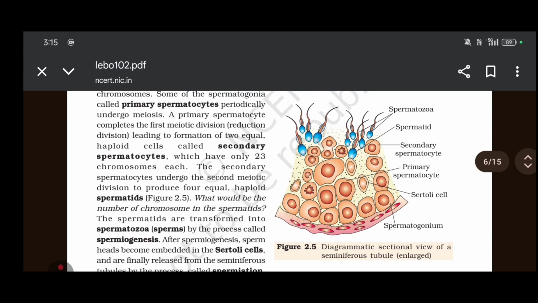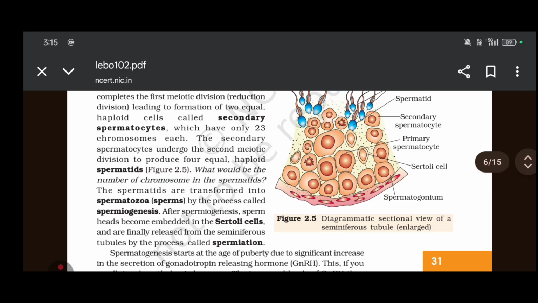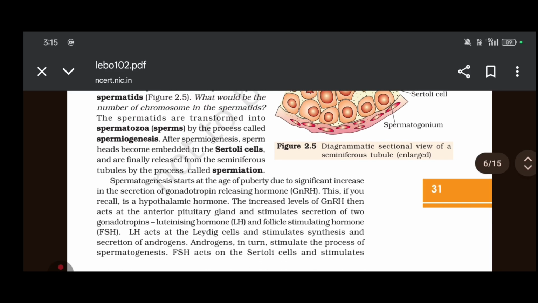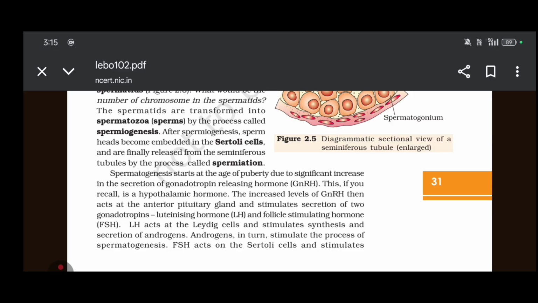A primary spermatocyte completes the first meiotic division, that is, reduction division, leading to formation of two equal haploid cells called secondary spermatocytes, which have only 23 chromosomes each. The secondary spermatocytes undergo the second meiotic division in order to produce four equal haploid spermatids. The spermatids are transformed into spermatozoa, that is, the sperms, by the process called spermiogenesis. After spermiogenesis, sperm heads become embedded in the Sertoli cells and are finally released from the seminiferous tubules by the process called spermiation.